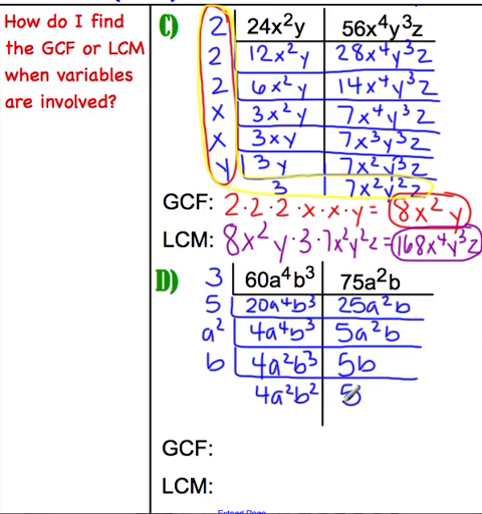So my GCF is what I multiply down the sides, 3 times 5. Go ahead and change my color so you can see this. 3 times 5 times a squared times b, which gives me 15a squared b.